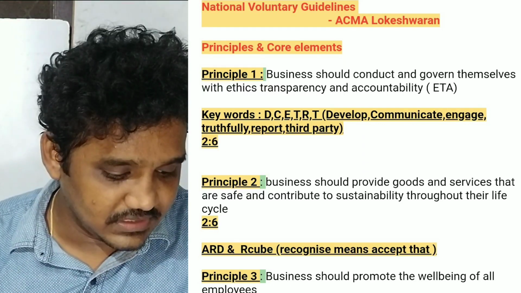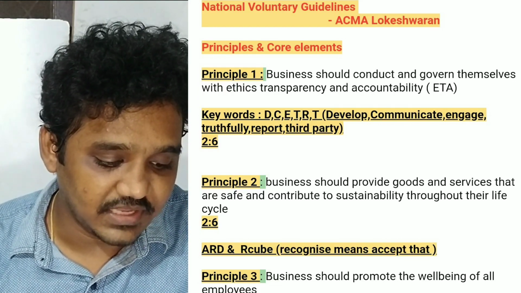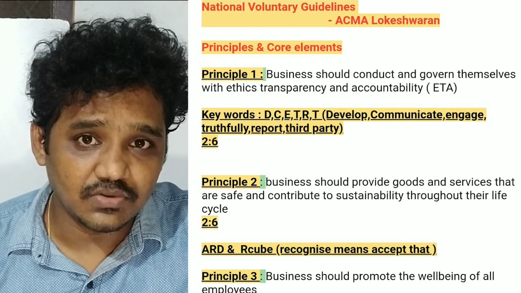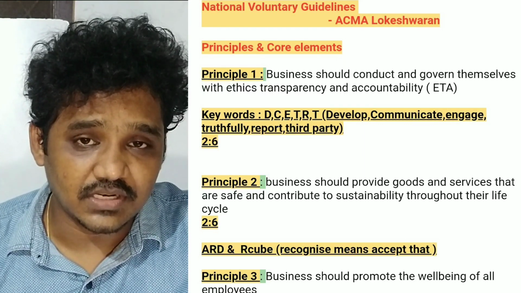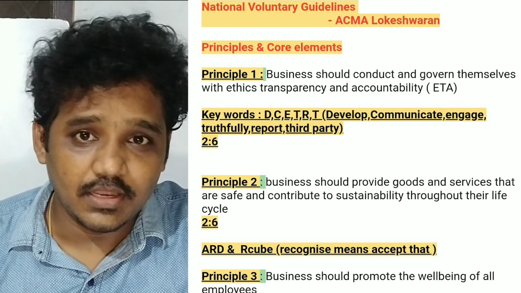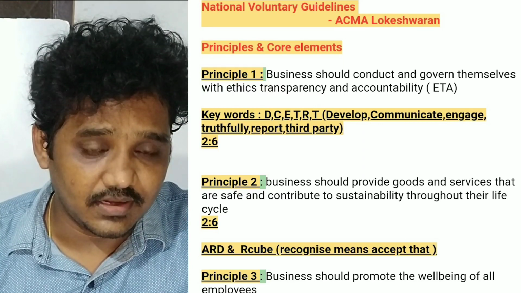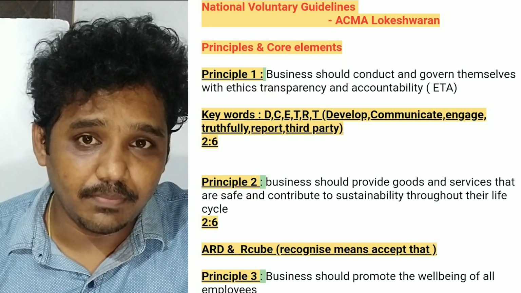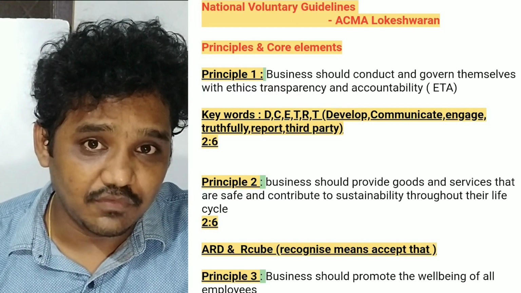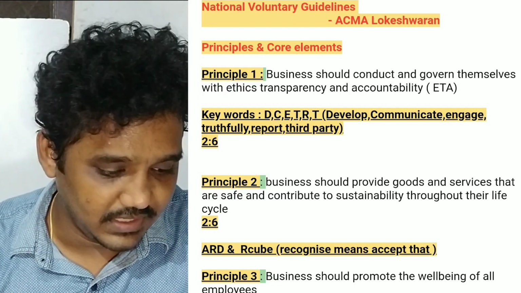And then the next step is principle 2: business should provide goods and services that are safe and contribute to sustainability throughout the life cycle. So business normally makes sure the products and services reach their end customer with full satisfaction, so that the customer will come back and buy their products and avail the services. With this point, we can be very clear that business has to make sure that the products and services are 100% quality and also safe throughout the life cycle. That is something basic any business will take care of.